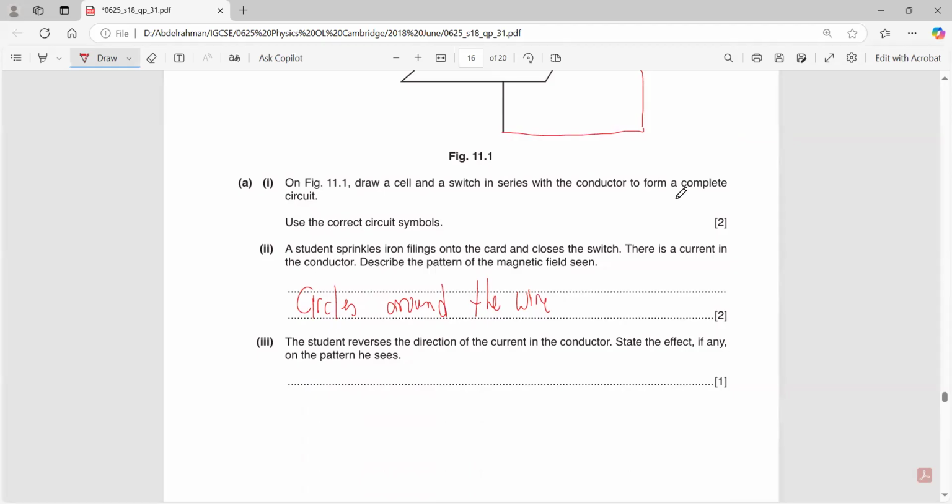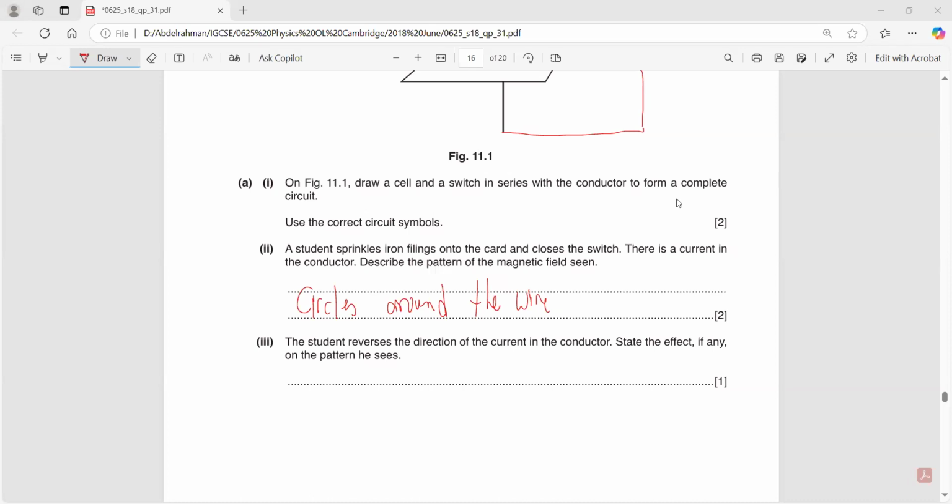If he reverses the direction of the current, what happens? You say, well, the magnetic field should be reversed, in the opposite direction. But for this question, can you actually see the direction of the iron filings? Are the iron filings actually moving around the wire? No, they're not. They form these circles around the wire, and that's it. You can't actually see the arrows clockwise or anti-clockwise. So nothing actually happens.